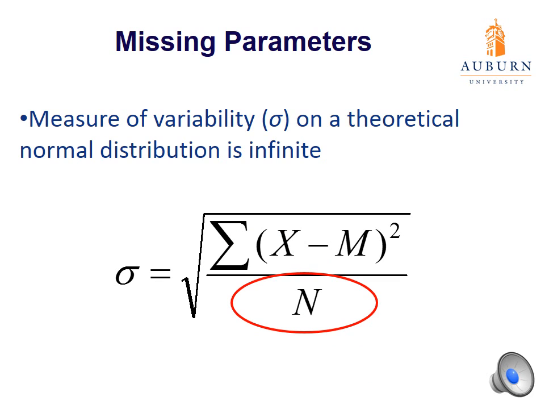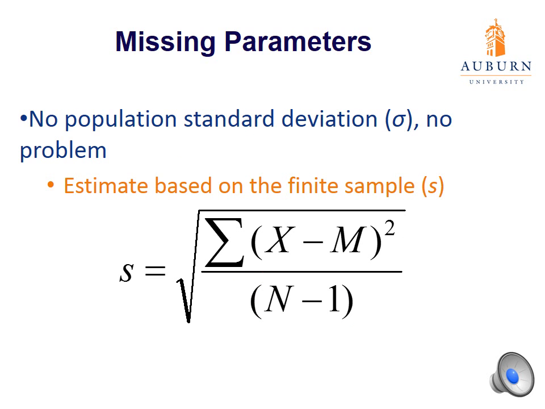So here's our measure for standard deviation. So again, standard deviation is a measure of variability, and it's on our theoretical normal distribution. And again, this distribution is infinite. And so this is the formula that we're used to, and you'll notice that in the denominator we're dividing by, in this case, the population size, or n, the number of observations in our population. And so this is for an infinite distribution. So again, the problem is that our sample is finite. It has a finite variability, and so we need to somehow increase that variability.